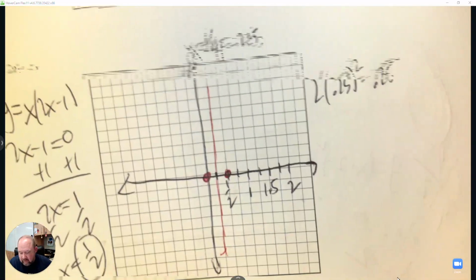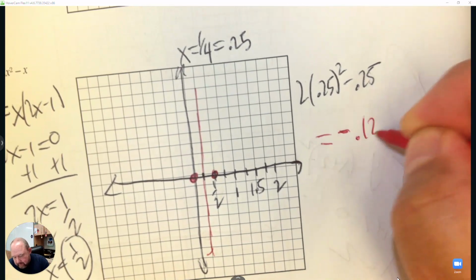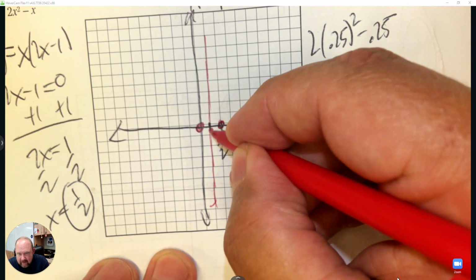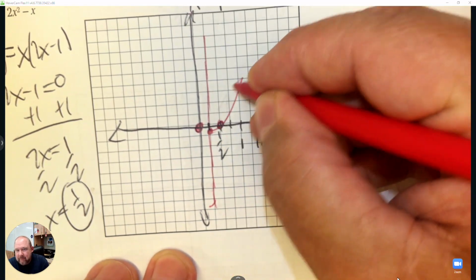So that's just a little below here, negative, and then I would draw my parabola from there.